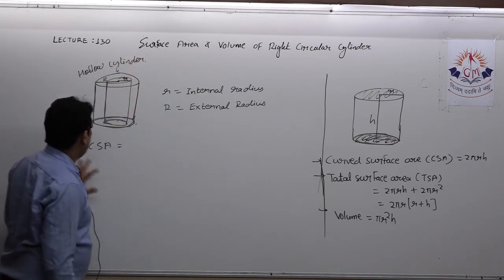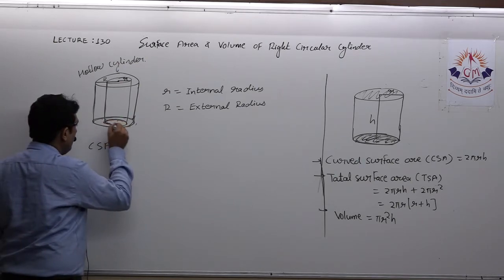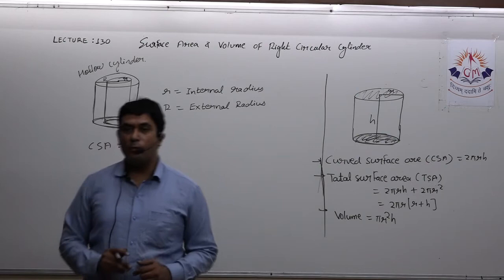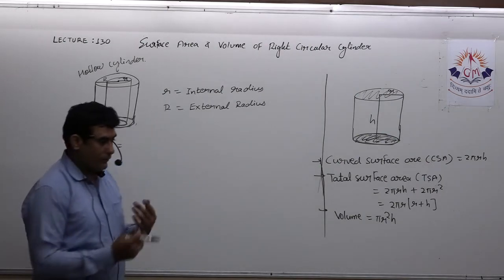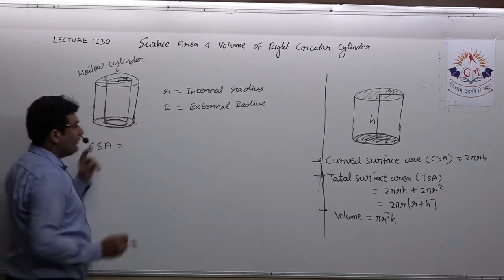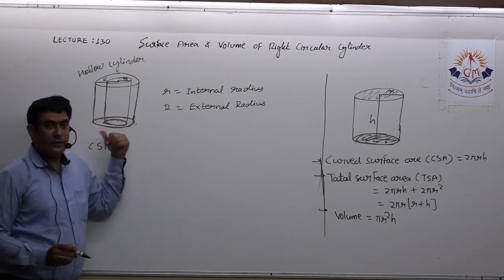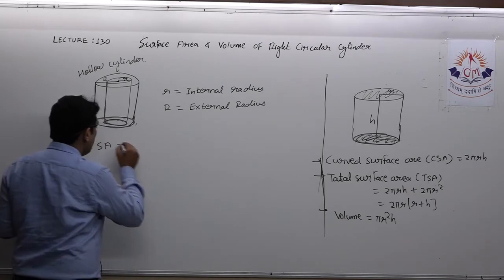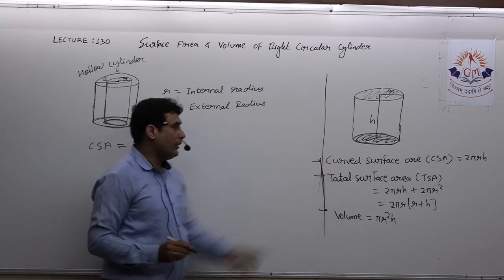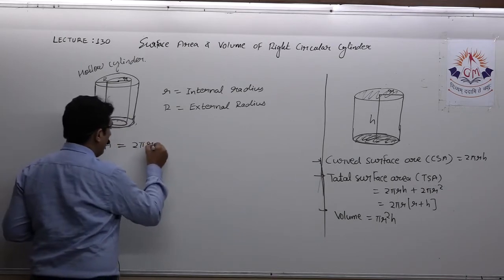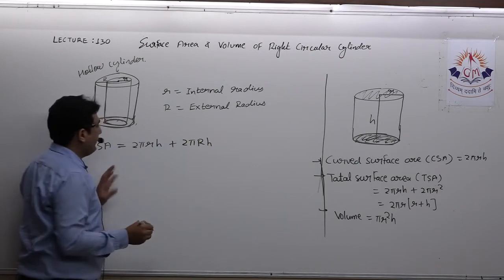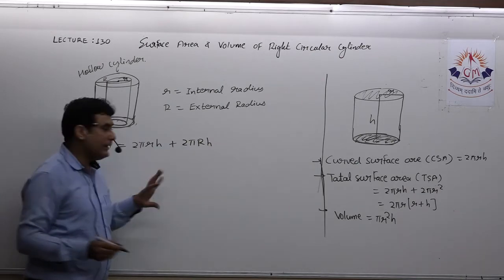Okay, curved surface area. As I told you, even in the cube and cuboid, the area which is curved, over there we can paint. So here, curved surface area, we can paint in the inner side of the cylinder as well as the outer side of the cylinder. So the curved surface area is, you have to remember this formula, 2 pi rh plus 2 pi Rh, because we can paint its inner side as well as outer side.